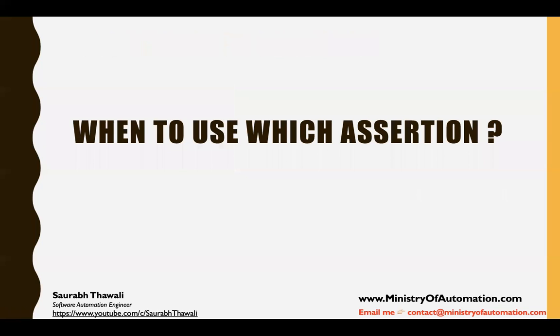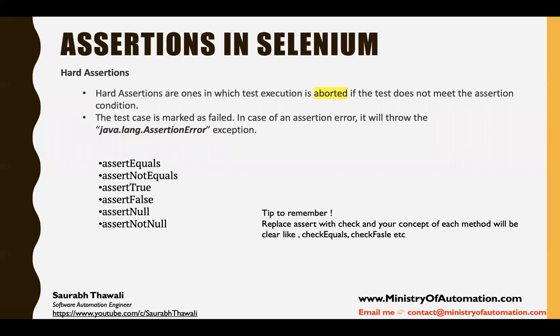Now, when to use which assertions? Like I said, you need to understand where it makes sense to abort the execution, and that is where you will use hard assertions, right? And where it makes sense to just report and continue, there you will use soft assertions, right? Let's understand what are the different types of assertion methods we have.